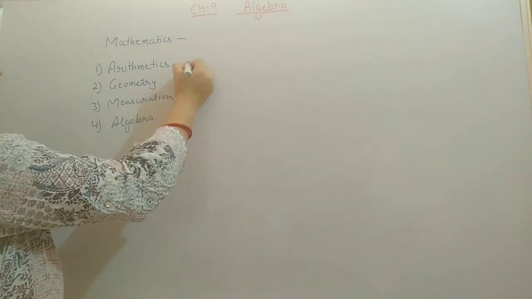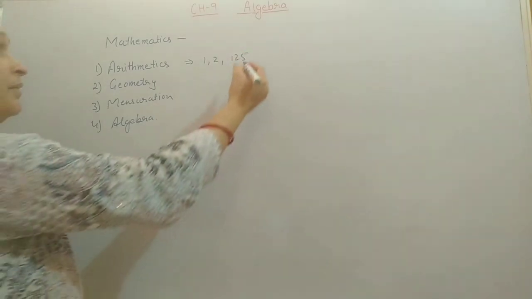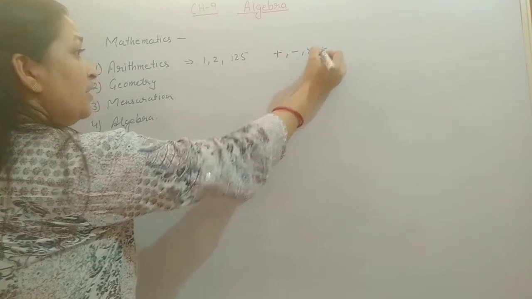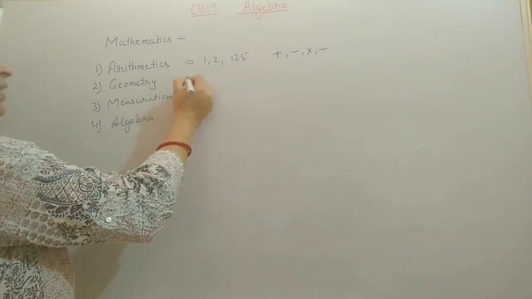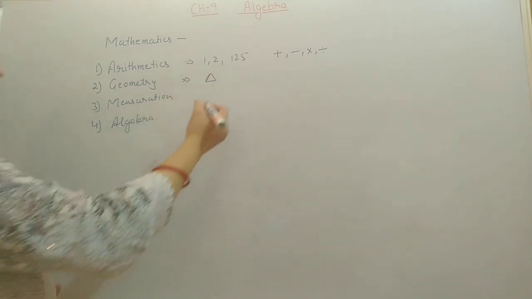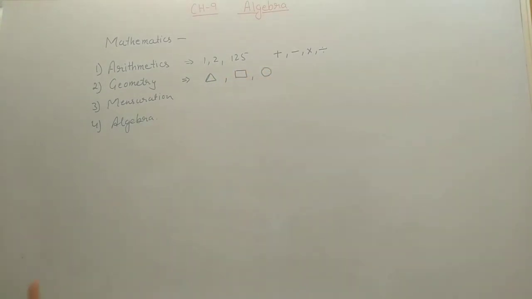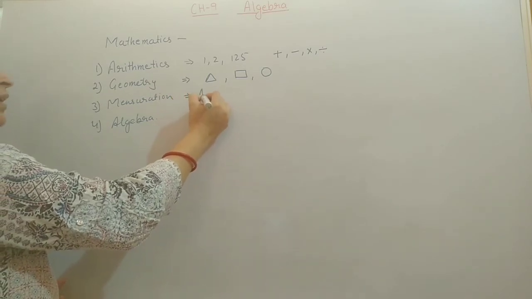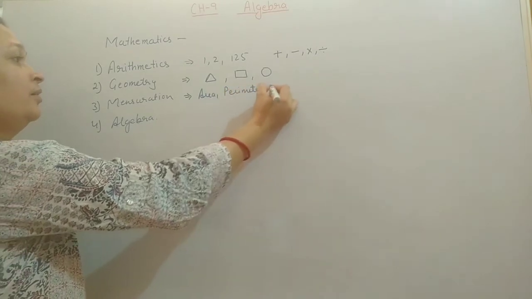So numbers are here like 1, 2 or big numbers also will be there, 125, and we will deal with these numbers with the help of these 4 operations. Means addition, subtraction, multiplication and division. In geometry we will study about different types of shapes like triangle, square, circle. Problems based on this we will do under geometry. In mensuration we will do the problems based on area, perimeter and volume.